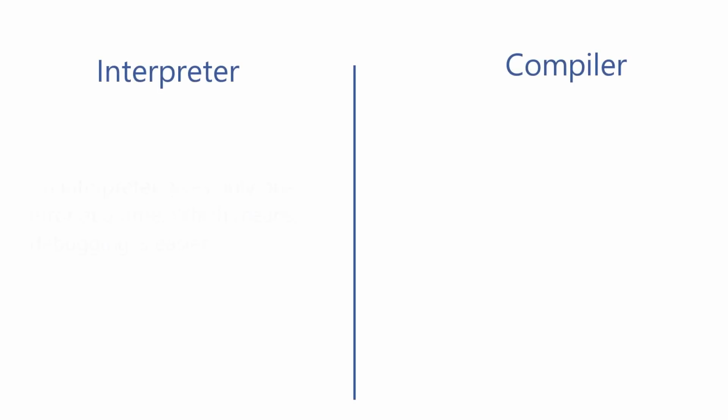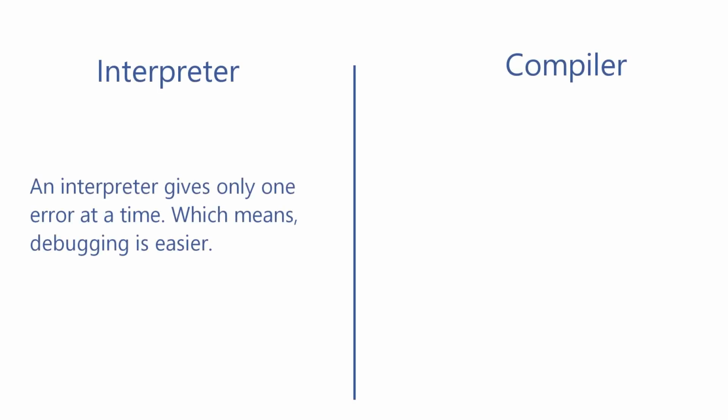An interpreter gives only one error at a time, which means debugging is easier. Debugging means removal of errors or correcting the errors in a program. Since a compiler produces a list of errors at once, debugging tends to be comparatively difficult.